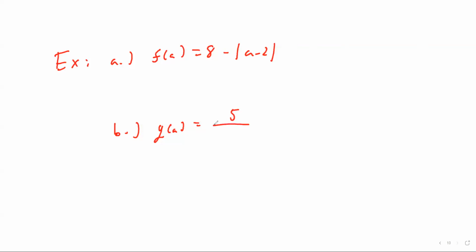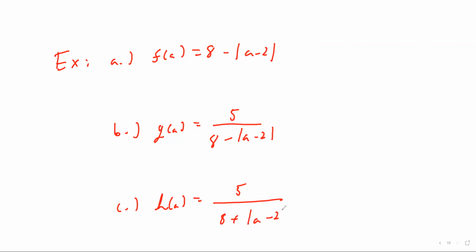Let's look at f of a equal to 8 minus the absolute value of a minus 2. Let's look at g of a, which is equal to 5 over 8 minus the absolute value of a minus 2. And then the last one would be h of a equal to 5 over 8 plus the absolute value of a minus 2.